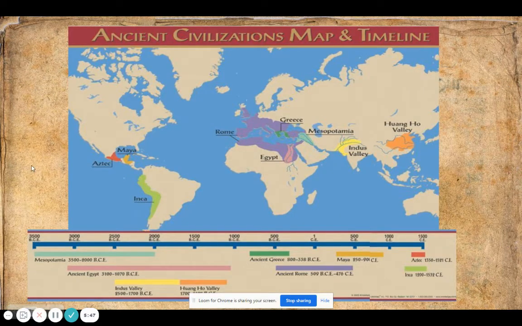So in terms of time, let's look at a timeline. Last week we studied about a timeline, and we studied about chronology. We also studied about the terms BCE and CE. BCE is, of course, before the Common Era, and CE is the Common Era.